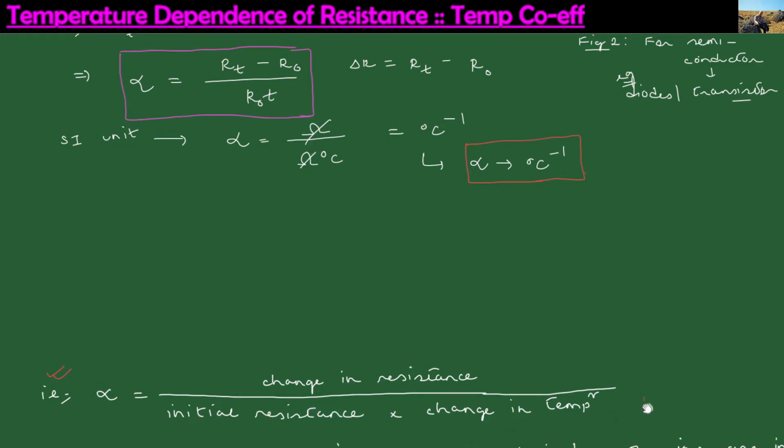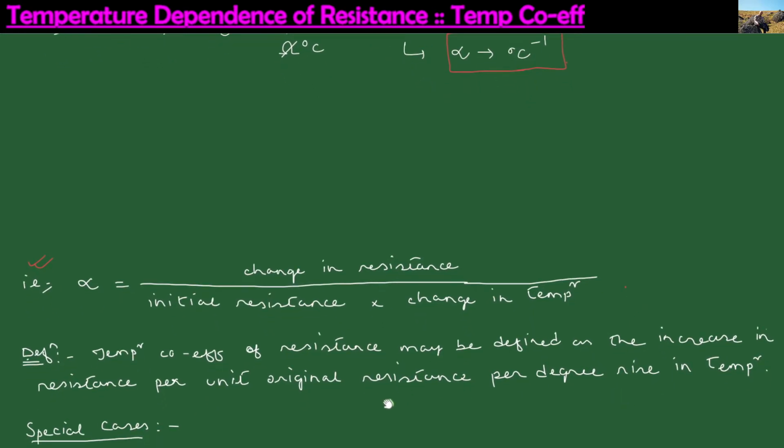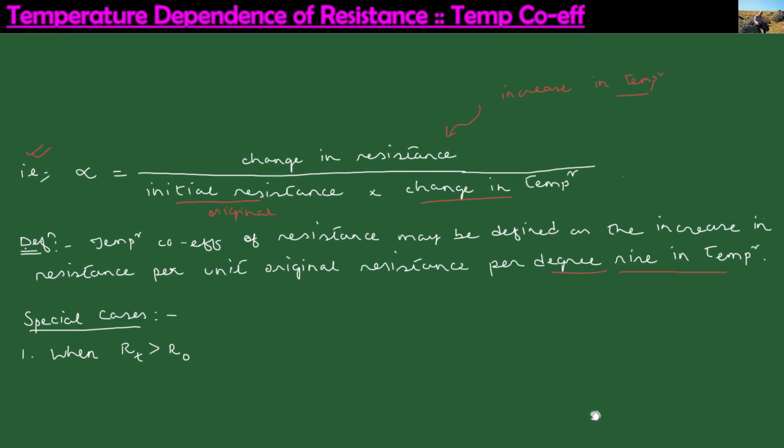into change in temperature. So what is the definition of the temperature coefficient of resistance? It is defined as the increase in resistance, which is the numerator term, per unit original resistance, and per degree rise in temperature. So now we will move on to the special cases.